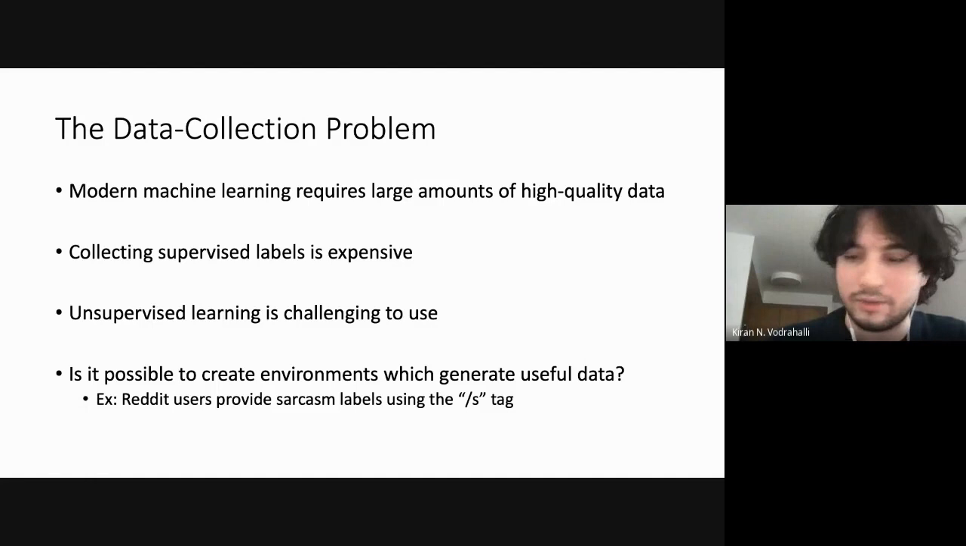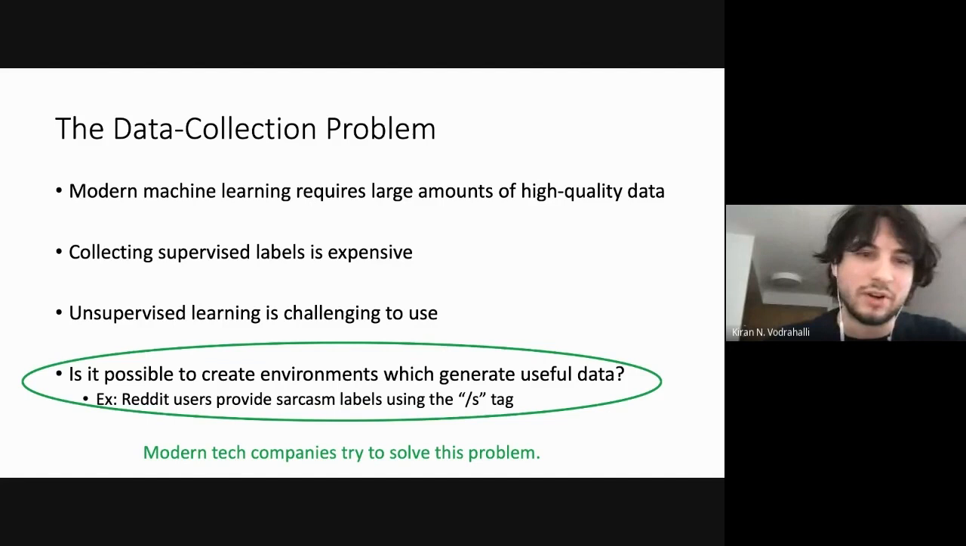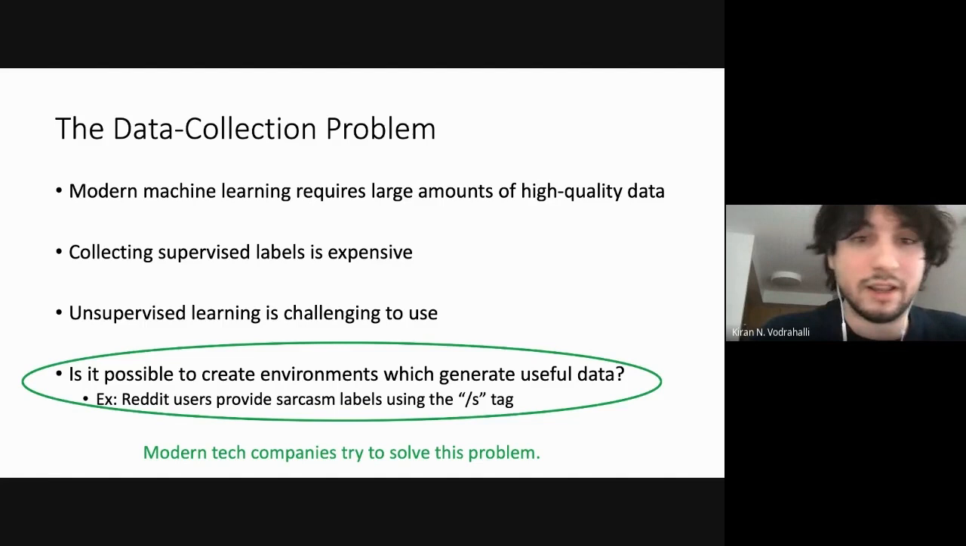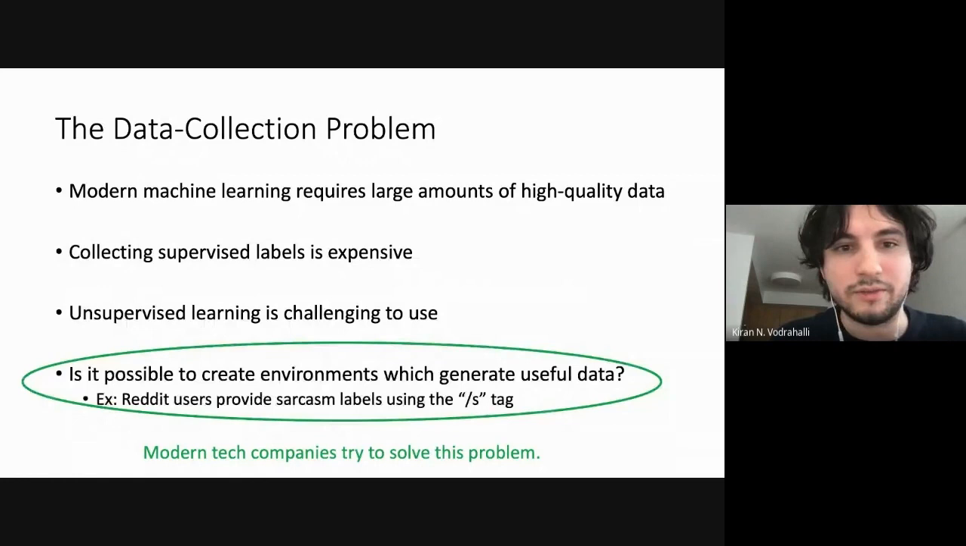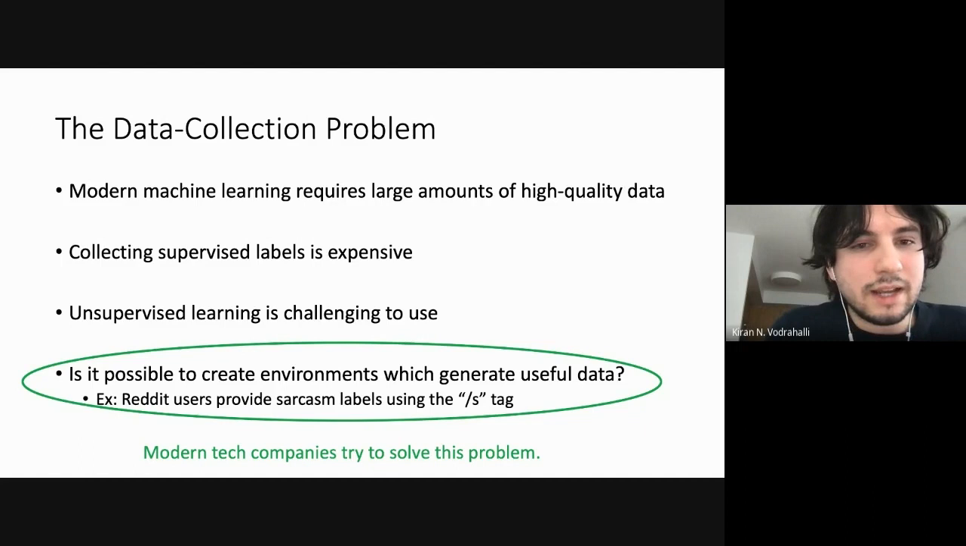So in some sense, you could claim that modern tech companies are ultimately trying to solve a problem like this if they want to use machine learning downstream, right? And this is indeed what a lot of companies effectively do when they use data from the various platforms they create. Okay, so that's the high-level vignette.